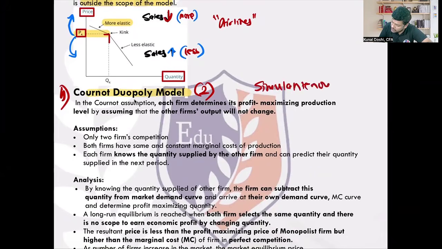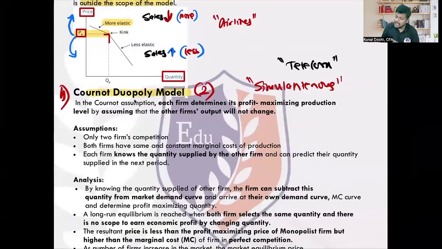Simultaneous means they try to imitate each other. Why? Because they probably know that whatever is my revenue, the balance is the other company's revenue, because there are only two firms. This is mostly common with the telecom sector, where there are two dominant firms mostly. For example, in UAE, you have Etisalat and Du.